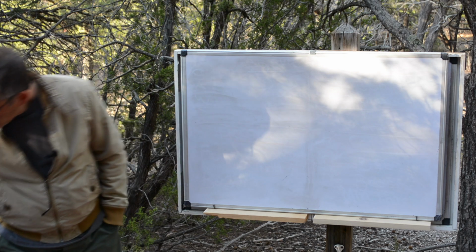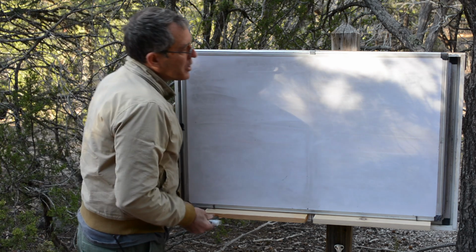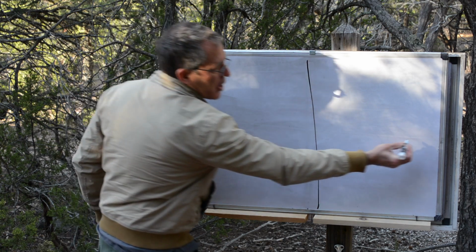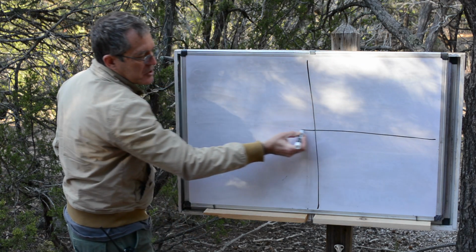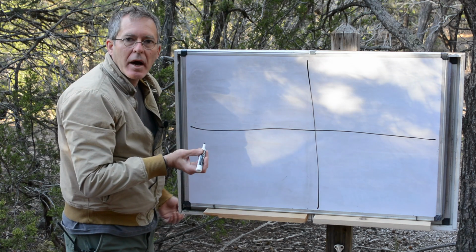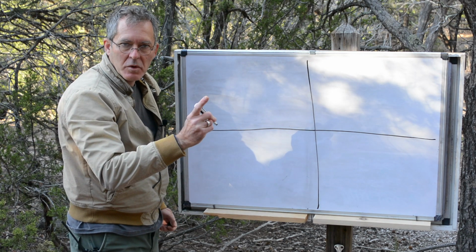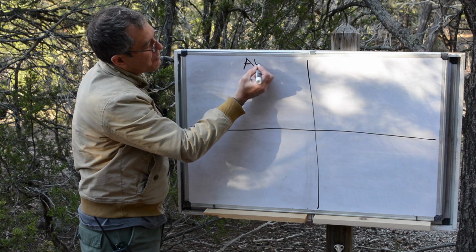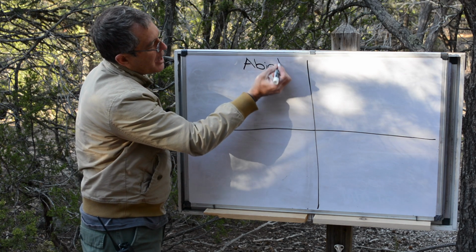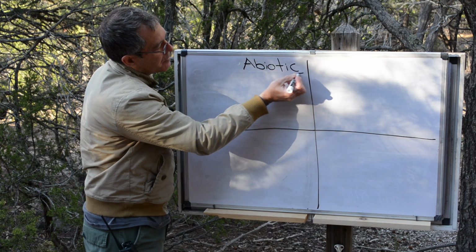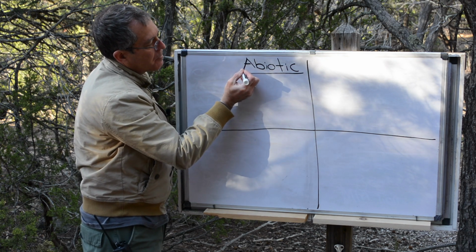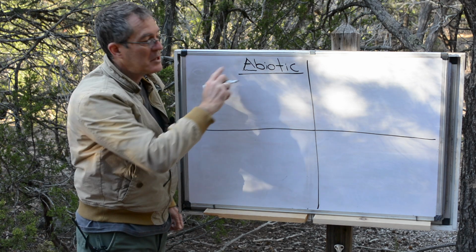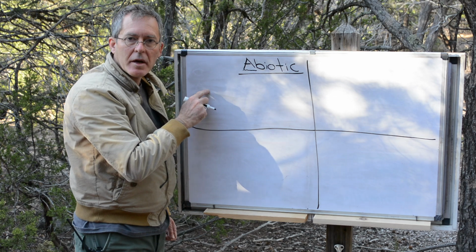So, we're going to start off by making a 4-square chart. And the first thing we're going to put in it is abiotic again. But that's the only time we'll see a repeat. So, up here, abiotic. And again, that A in abiotic means not, so it just means not biotic. So this is the not biotic stuff.